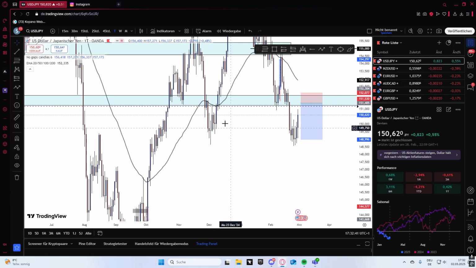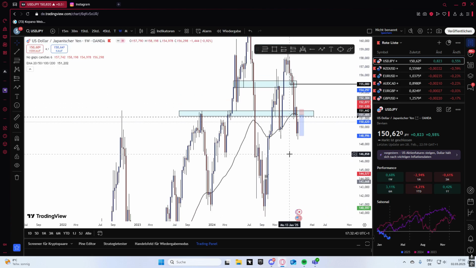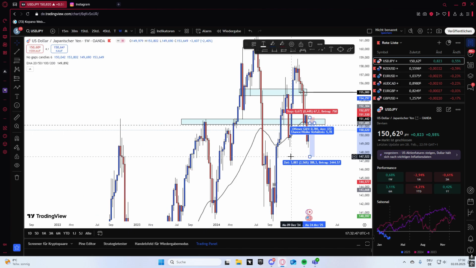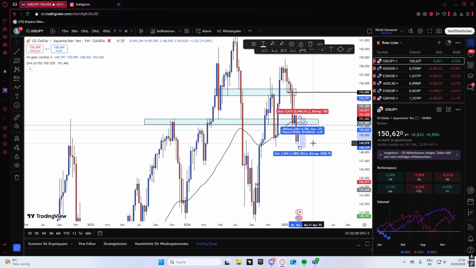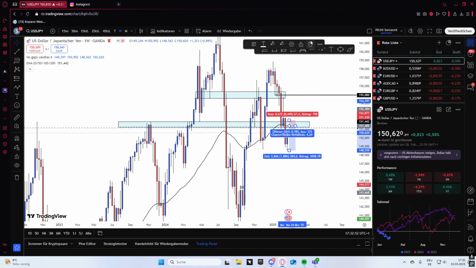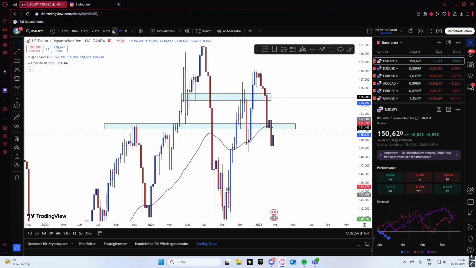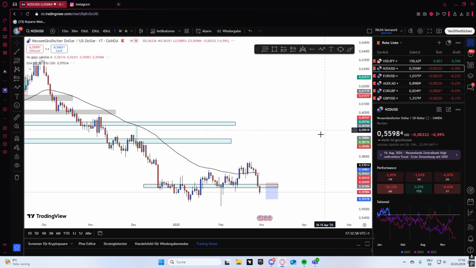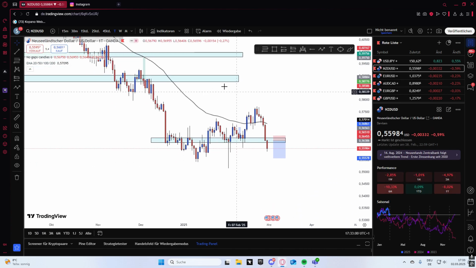or even further down, maybe down here or here. This depends a little bit on the momentum that it has, but probably on the daily next structure here. My next pair is NZD USD.